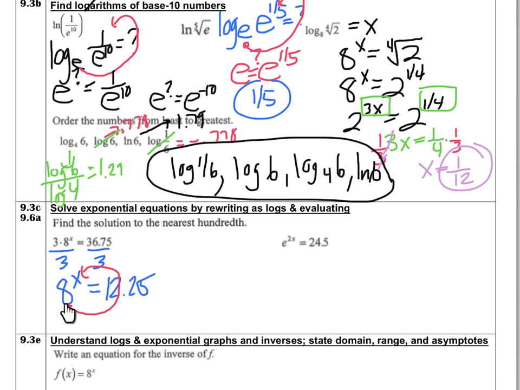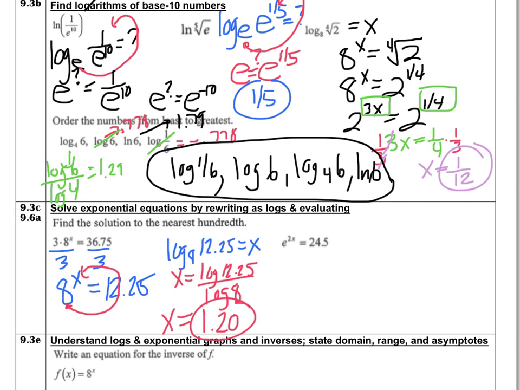So again, log base 8 of 12.25 equals x is what I would write. Again, our log button in the calculator is base 10, so we must do a base 10 conversion. So in the calculator, we're going to type the log of 12.25 divided by the log of 8. And when you do that, you'll find that x equals 1.20, which is to the 100th position.